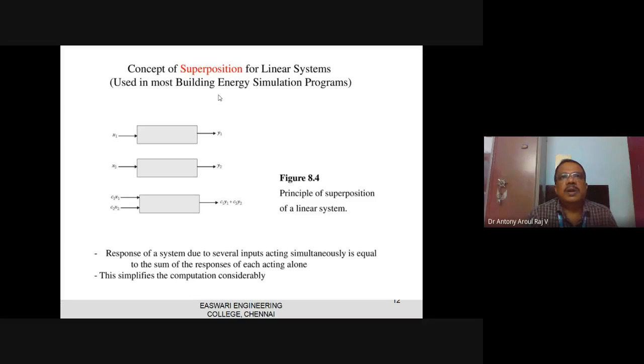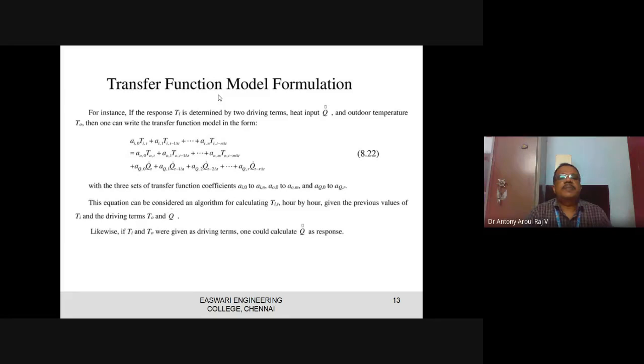We are going to use the principle of superimposition of linear systems. So what is the principle of superimposition of linear systems? The response of a system due to several inputs acting simultaneously is equal to the sum of the responses of each acting alone. So whatever the response is for several inputs, if I add the responses of the individual systems, then I get the total response for the system. So that is the concept we are going to use, and from there we go to the transfer function model.